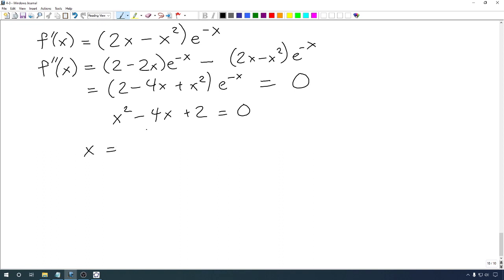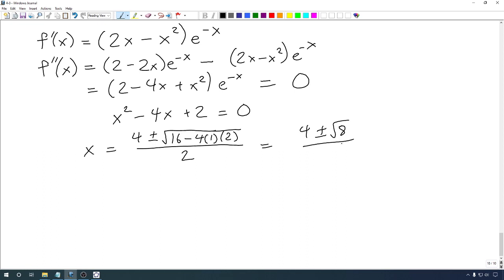So remember the quadratic formula, we have negative b, but b is negative 4 already, so we have a positive 4, plus or minus the square root of b squared, so negative 4 squared is 16, minus 4 times a, which is a 1, times c, which is a 2, all over 2 times a. Of course, a is 1 again. So we get a 2. Now the inside here, 16 minus 8 is 8. So we have 4 plus or minus square root of 8 over 2.